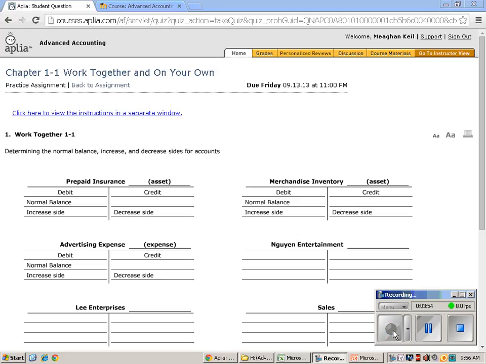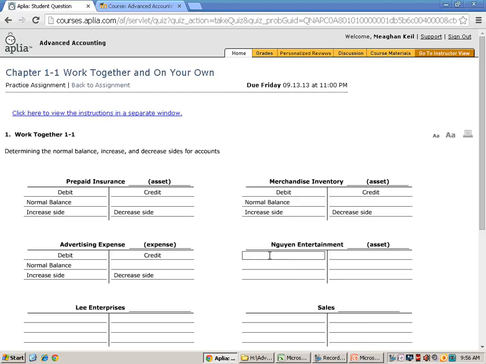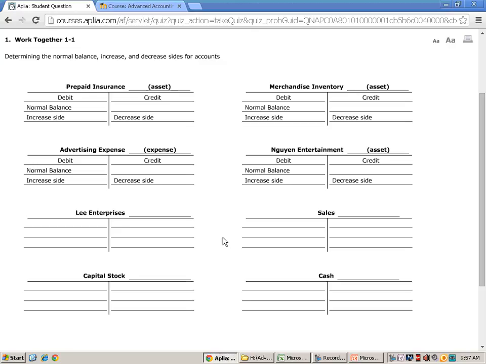Okay, moving on to an accounts receivable account. And in the textbook, in parentheses, they'll tell you that Nugent Entertainment is an accounts receivable. So an accounts receivable is going to be an asset. Again, we always have the debit being the left, the credit being the right. So with an asset, your normal balance side is your debit. Your increase side is your debit. Your decrease side is a credit. Again, all your assets, prepaid insurance, merchandise inventory, accounts receivable, will always be the same.